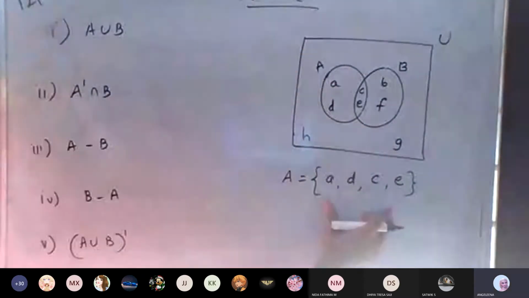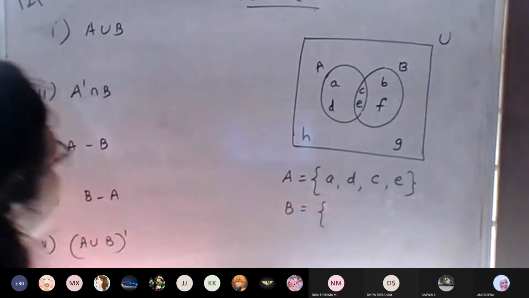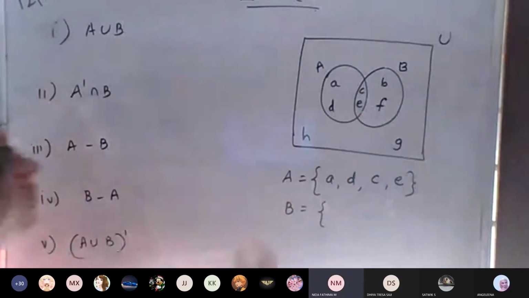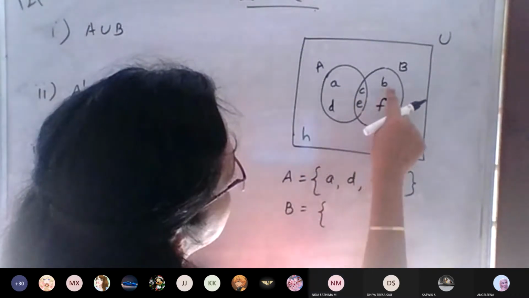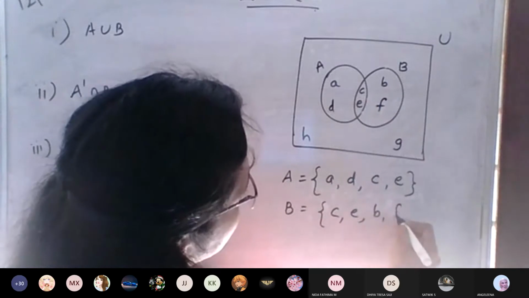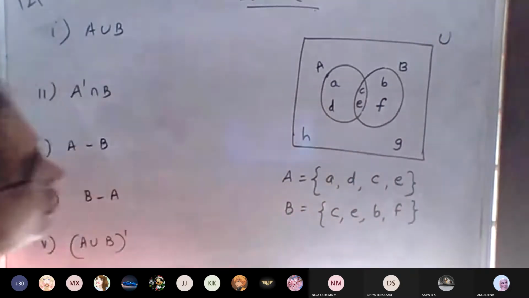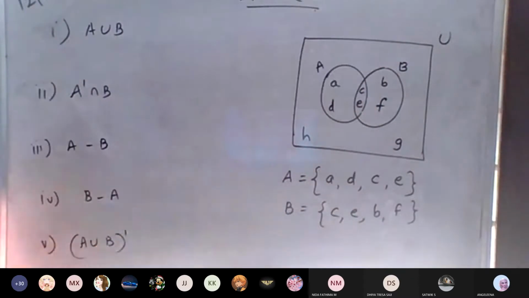Then what about B? What will be B? B, F, C, E. You can write C, E, B, F. Is it okay?